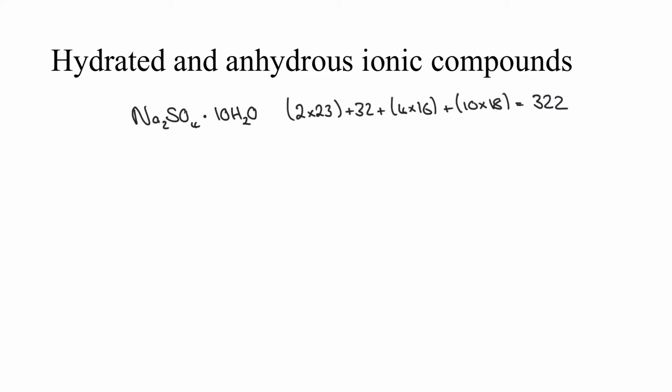Another example would be magnesium sulfate. The anhydrous ionic compound is MgSO4, whereas the hydrated ionic compound is MgSO4.7H2O. Now, there are quite a few calculations that come up that ask you to work out the formula, i.e. the number of moles of water in the hydrated ionic compound. Let me show you how to do that now.